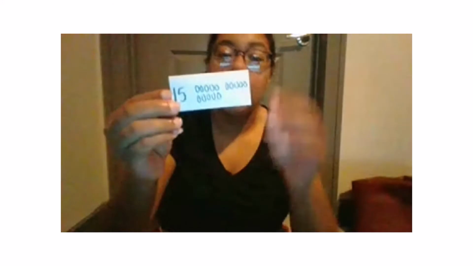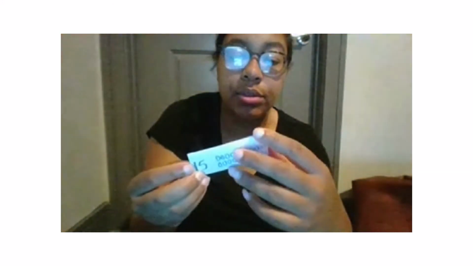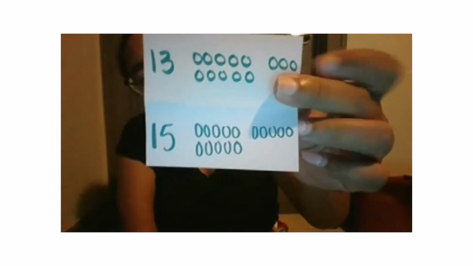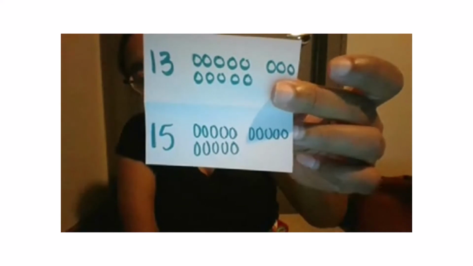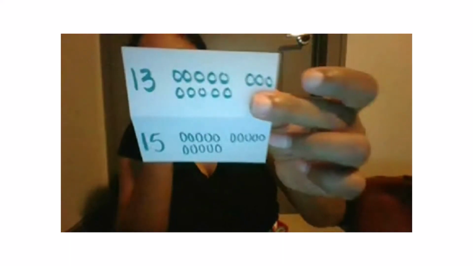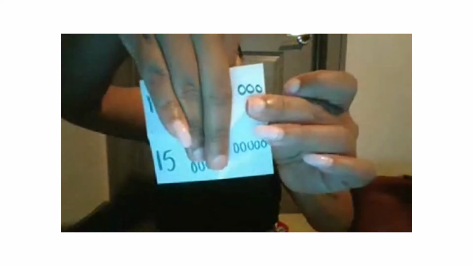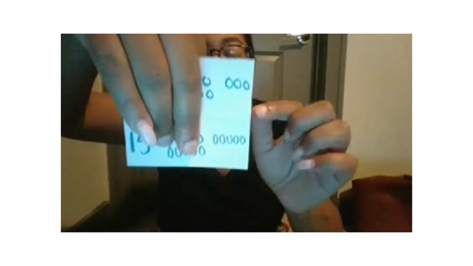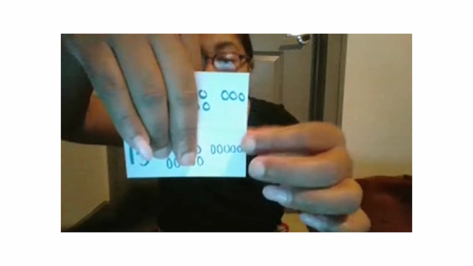Great job, right? So when we look at these two numbers, the first number was 13 and the second number was 15, right? What we are going to do is compare these numbers according to the ones. So we can already see how many do you have right here? 10. How many do you have right here? 10. All right, we're going to hide that because that's not important right now. We know that both numbers have 10. I'm going to hide that with my fingers. But what we do need to do is figure out which number has more ones, right?